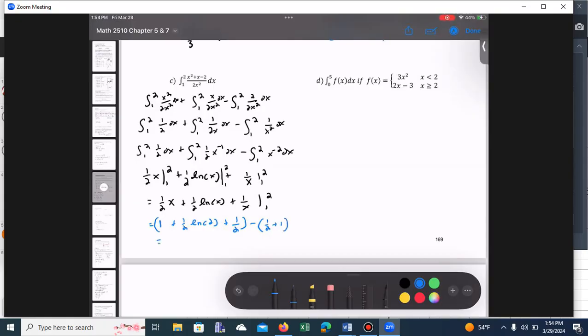So this becomes, let's see, 1 plus 1/2 is 1.5, minus 1/2 is 0.5, minus 1 is 0. Oh, 1 minus 1 is 0. So you have 1.5 minus 1.5. So this just becomes 1/2 natural log of 2. Basically, this and this add to equal the opposite of that.